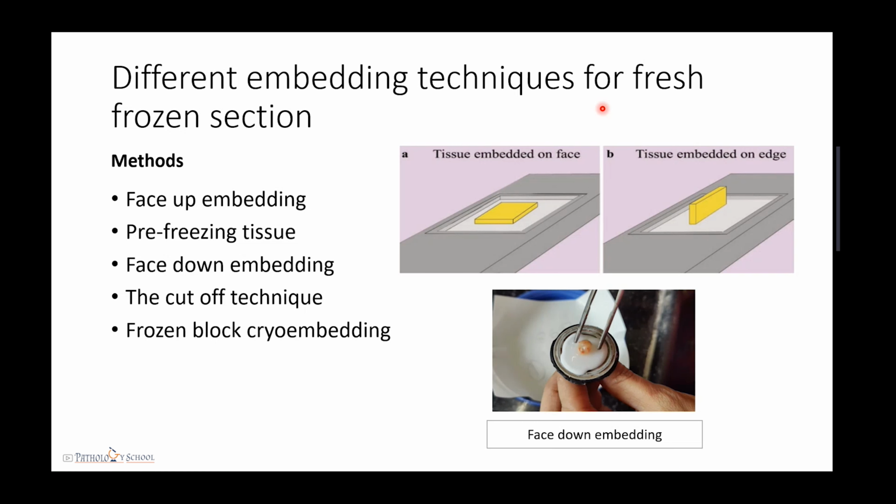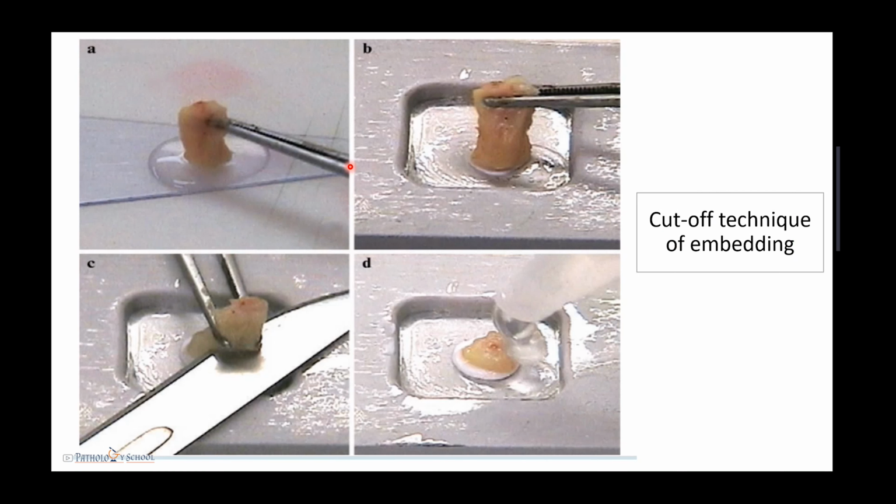Now, these are the different embedding techniques for fresh frozen section. We can use face up embedding, face down embedding, or the cutoff technique. Now, what is face up? The portion which we want to see under our microscope, that is on the slide. If we are placing that surface upwards, then that is face up embedding, which we usually do in our institute. While embedding formalin fixed paraffin embedded tissue, we use the face down embedding technique.